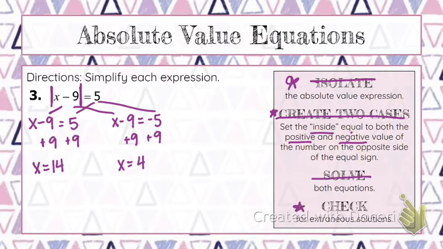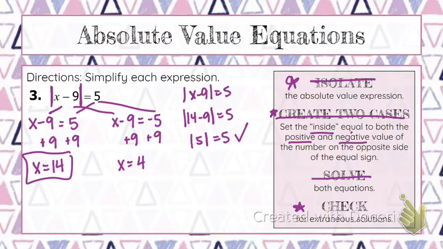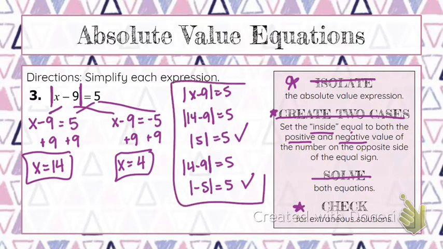But now is when we have to check for extraneous solutions. We have to make sure that these values of x actually work in our original equation. So the absolute value of x minus 9 equals 5. First, we're going to plug in 14. 14 minus 9 is 5. The absolute value of 5 does equal 5. So that one works, and that is one of our solutions. Now we have the absolute value of 4 minus 9. That 4 minus 9 is negative 5, and the absolute value of negative 5 does equal 5. So these are both solutions. You always have to check for extraneous solutions.